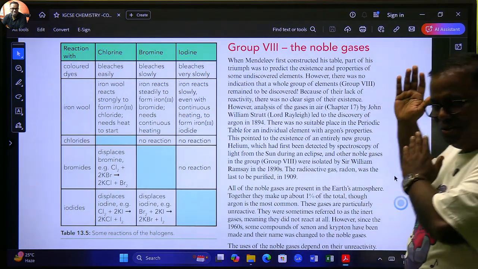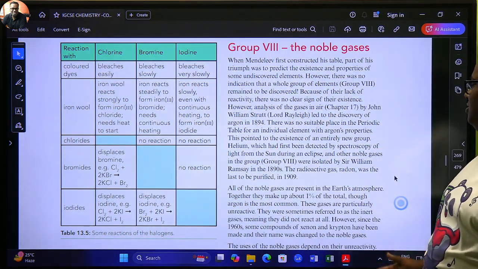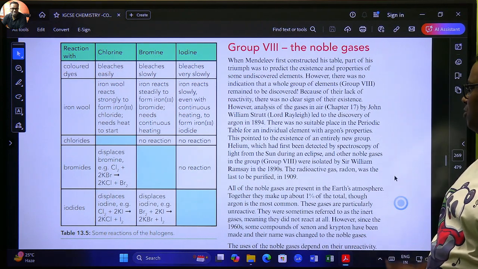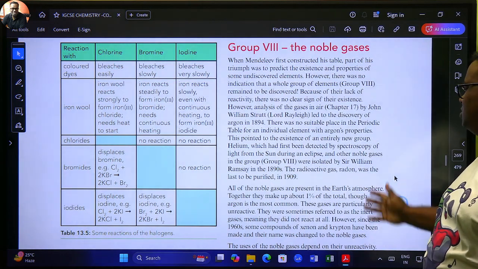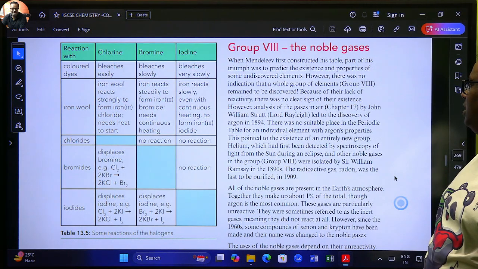And if that group comes in, it can fit in the periodic table. Okay. So this pointed to the existence of an entire new group. Helium had been first detected by spectroscopy of light from the sun during an eclipse, and the noble gases were isolated one by one. The radioactive gas radon was the last to be purified in 1909. These are very, very trace gases, children.